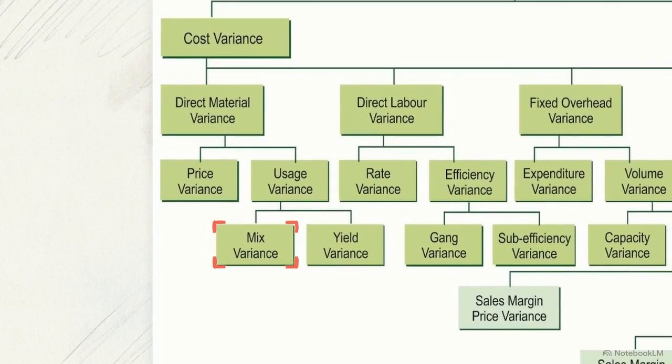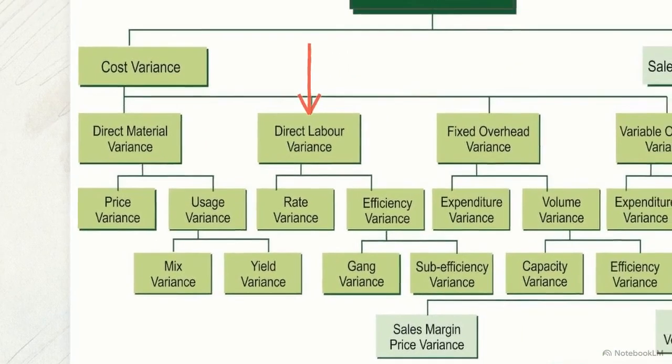Usage variance breaks down further. Mix variance occurs when workers use incorrect input ratios, like applying too much expensive cheese. Yield variance measures output efficiency, triggering when the plant produces fewer pizzas than the recipe dictates for a batch. We then move to the human element, direct labor variance.